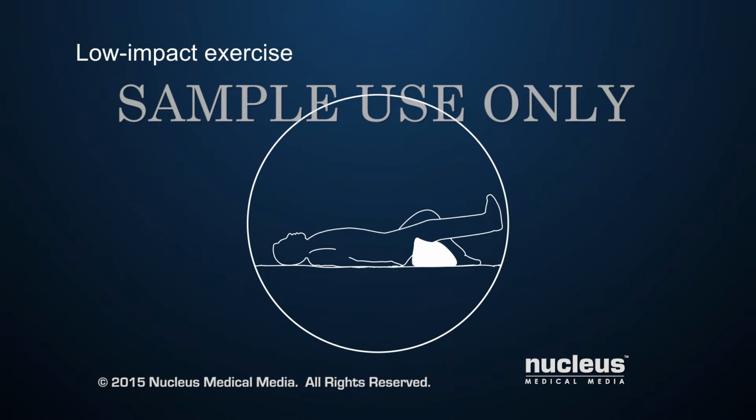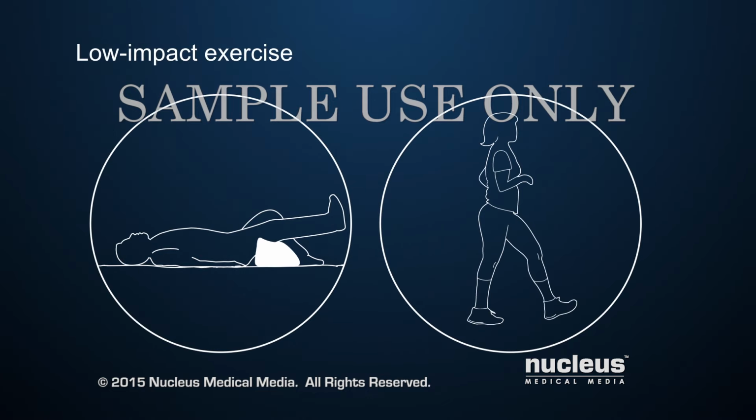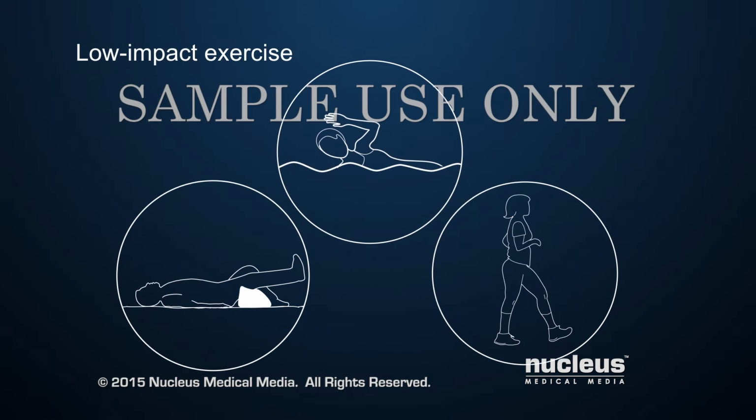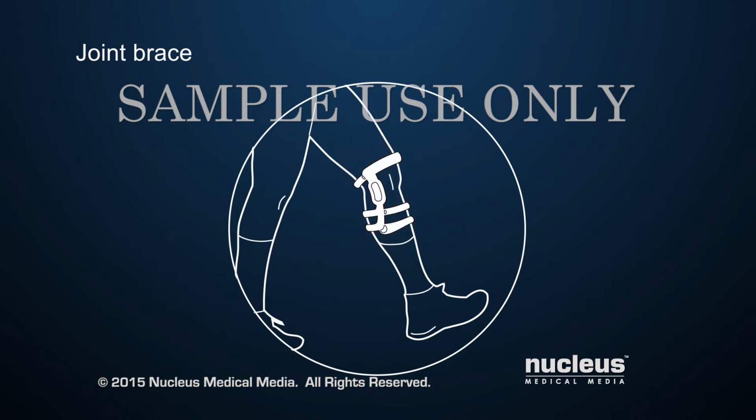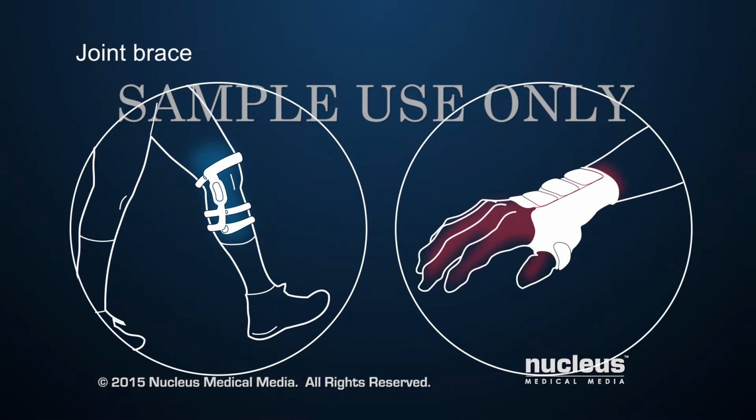Physical therapy exercises, along with low-impact exercise such as walking and swimming, increases muscle strength and keeps joints limber. Braces can help with joint support and alignment to reduce joint pain.